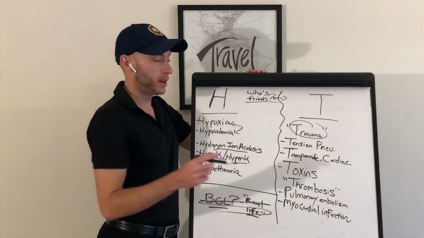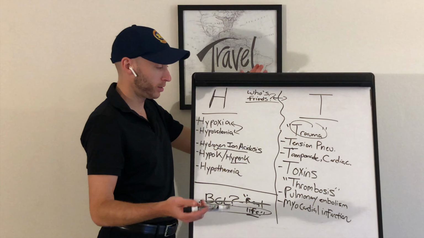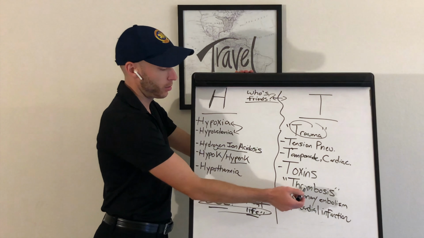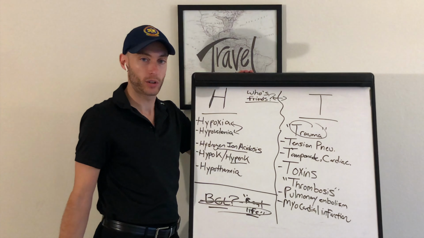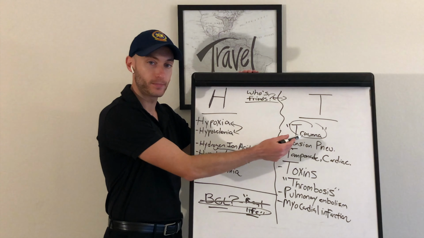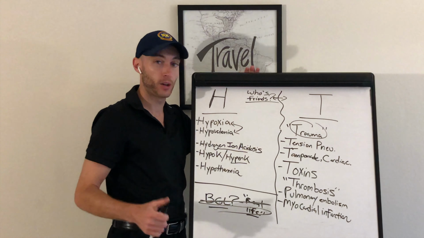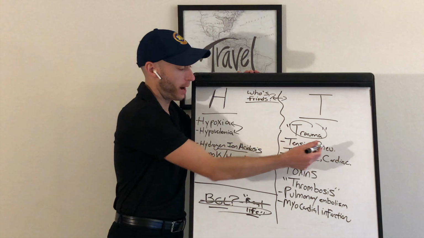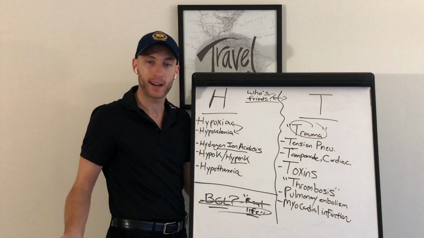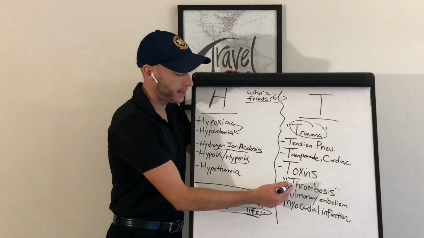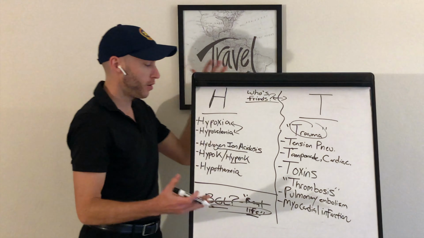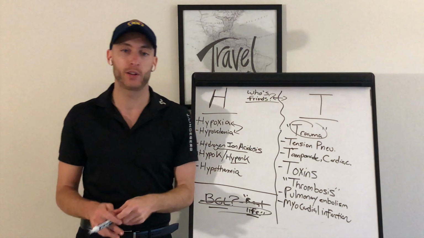Now the T's are listed as tension pneumothorax, cardiac tamponade, thrombosis, and toxins. Those are gonna be what the T's are. Now here's why I break it up, okay? Trauma, think trauma: tension pneumothorax, cardiac tamponade, great. Then toxins, nobody wants a toxin, so it stays by itself. Next is thrombosis, well that's broken up into pulmonary embolism and MI. So if you remember these friend groups, you'll remember it, you can spit it out.